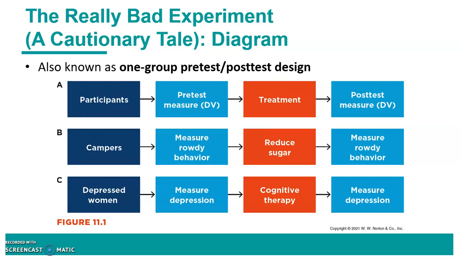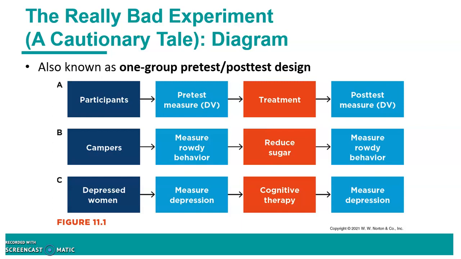Okay, so here's one where the general format is just you have a group of participants. They're measured on some things. The DV is measured on them, and then they receive some treatment or intervention, and then there's a post-test measure. Okay, so it's just one group of subjects. That's key. So maybe you have some campers. You think they're rowdy because they're eating too much sugar, so you do a pre-test, you measure their rowdy behavior, and then you reduce their sugar intake, and then you measure their rowdy behavior afterwards.